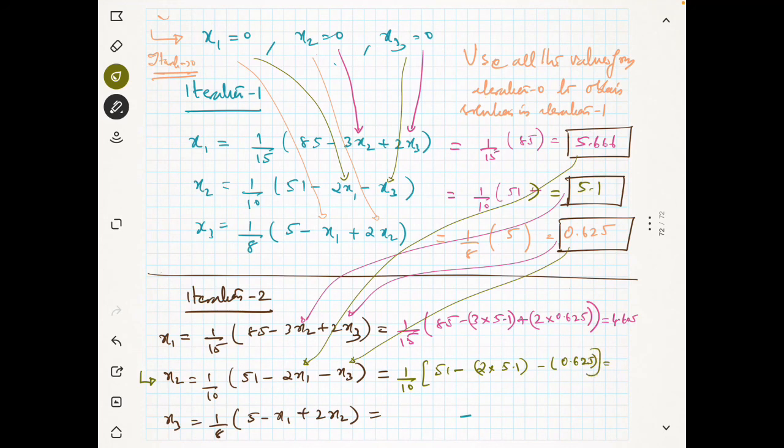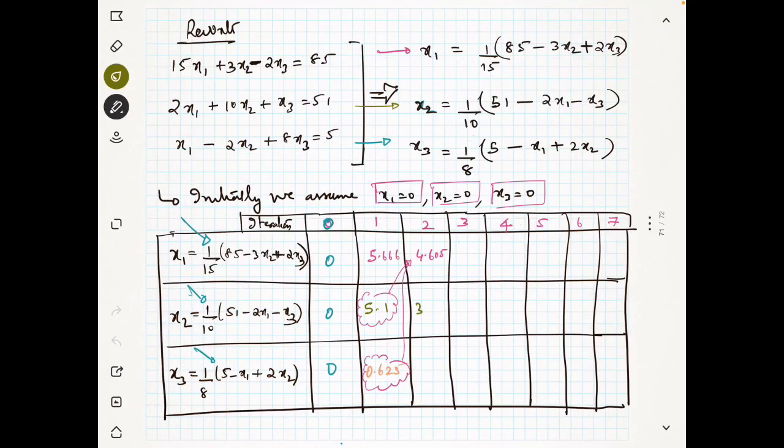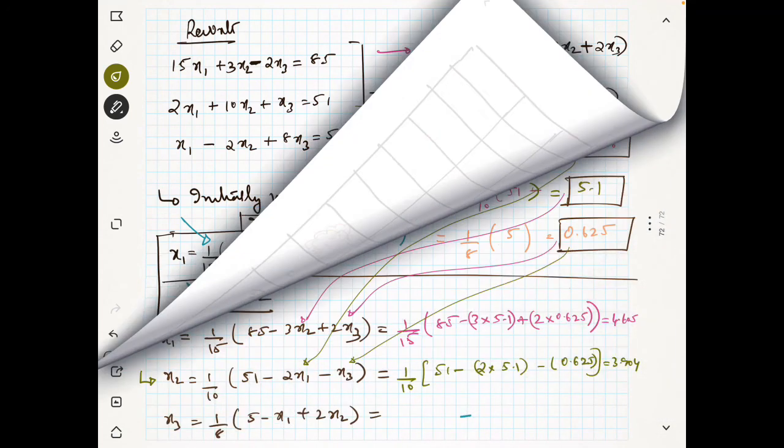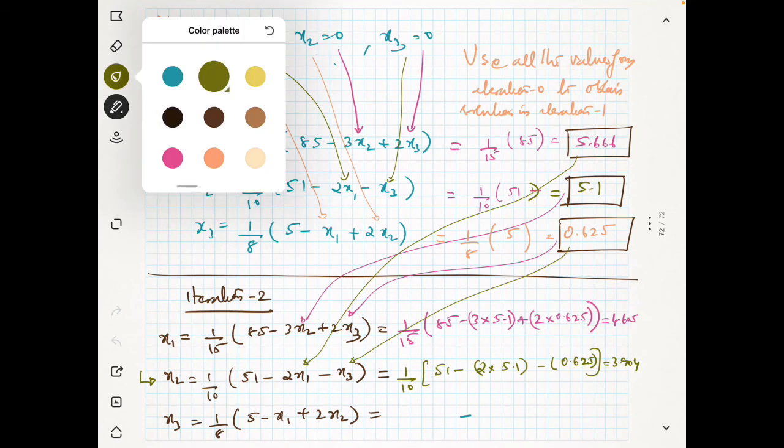So I will get this answer as 3.904. So I will write it here, 3.904. So how I am finding? You can see I will use this x2 and I will use this guy and I will use these both and I will find my x2. That is, everything is coming from the previous iteration. Next we will see for this color.